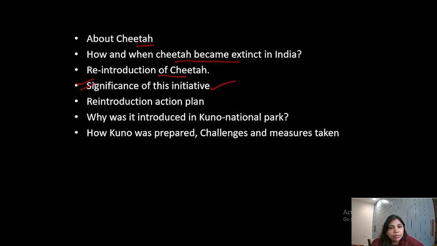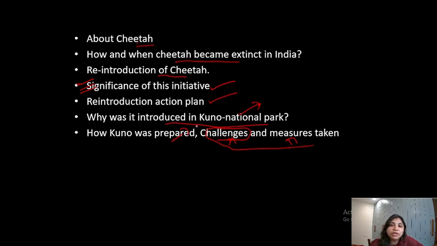So this is an important point. And what is the reintroduction action plan? Why was Kuno National Park selected? Why is it the only one selected for the introduction of cheetahs? What are the reasons for it? And we'll see how this park was prepared, what challenges there were, and how the Government of India took measures to address these challenges and prepare this park for cheetahs.